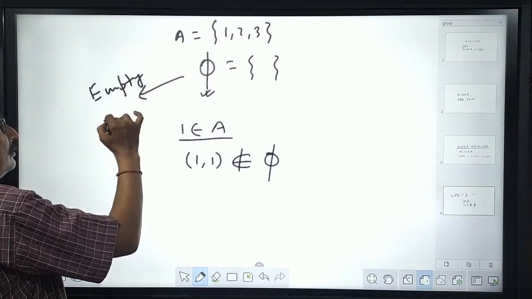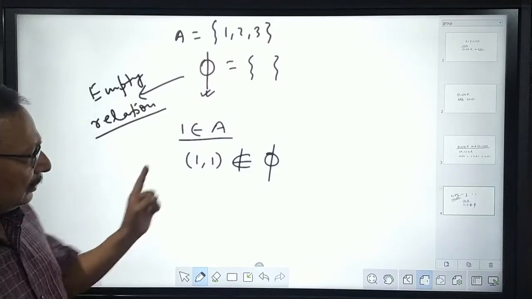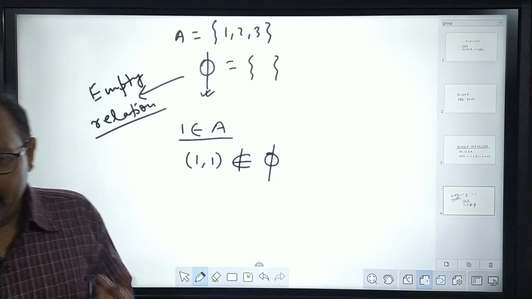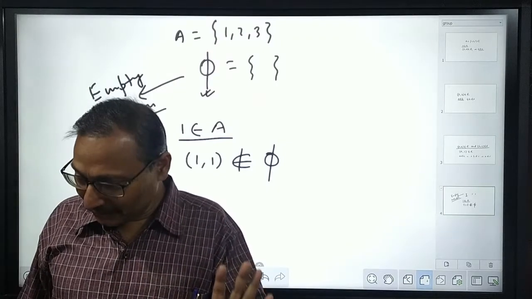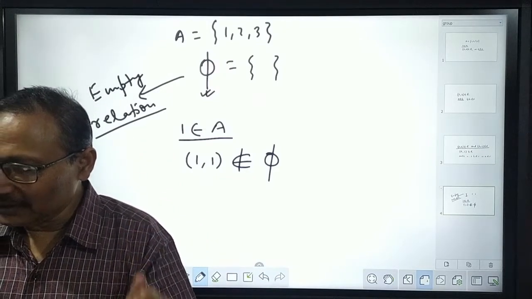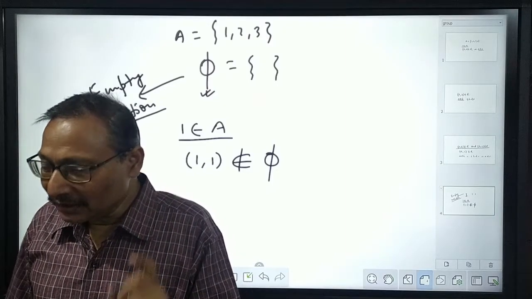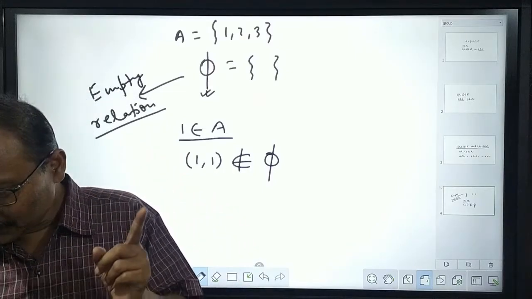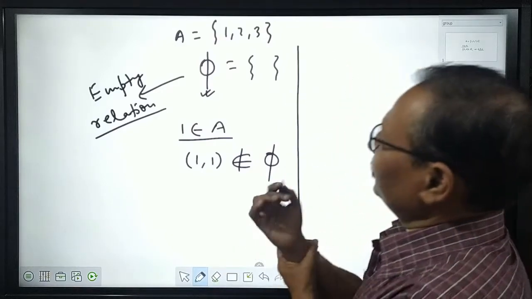Phi is an empty relation here, or a null relation, as you wish to call it. So (1, 1) cannot belong to phi because phi is an empty set. An empty relation contains no element inside it. So clearly this relation is not reflexive, because there is no (1, 1), there is no (2, 2), there is no (3, 3) element inside the given relation.